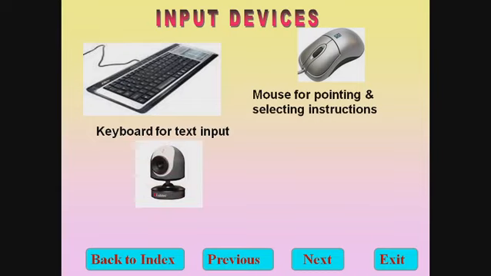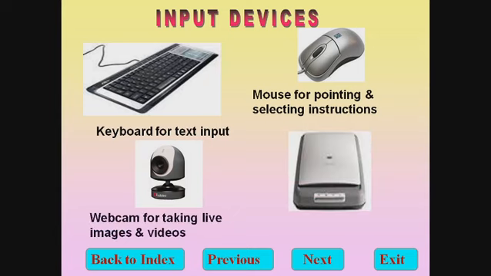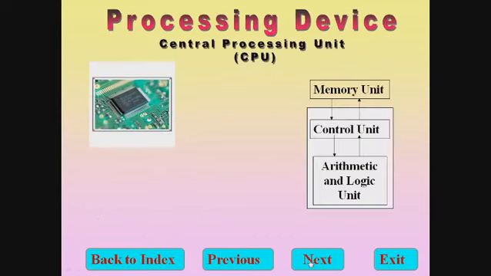If we want to input visuals, meaning live video, then we have a web camera. If we want to input something that is printed on paper, then we can use a scanner. So on the basis of the type of input, we have different types of input devices. You are seeing only four, but there are so many input devices. Like in case of input of sound, you use a mic. Now let's move to the next slide.